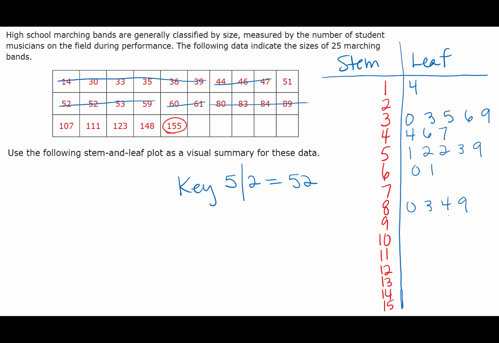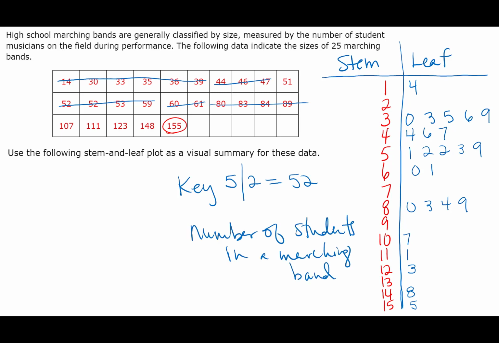There is no number in the 90s, but we do have a 107, which has a stem of 10 and a leaf of 7. 111 has a stem of 11 with a leaf of 1. 123 has a stem of 12 and a leaf of 3. 148 has a stem of 14 and a leaf of 8, and 155 has a stem of 15 and a leaf of 5. And that is our stem and leaf plot to represent the number of kids in a marching band. Let's put a title on this: number of students in a marching band.